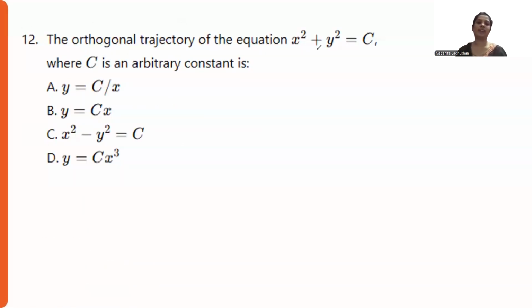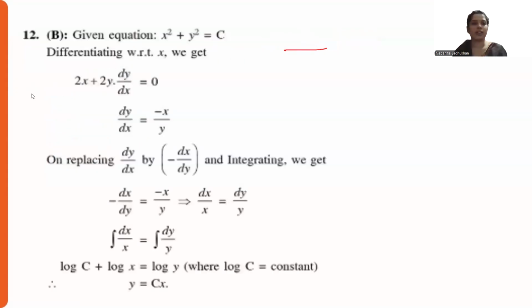Okay. Now here they have given you the curve, and they are asking you to find the orthogonal trajectory, right? Okay, let's see how we can do it. Now the given equation is of the form x square plus y square equal to constant. If we differentiate it with respect to x, we get 2x plus 2y dy by dx equal to 0. So dy by dx is equal to minus x by y. Now, since we are finding the orthogonal trajectory, we are going to replace dy by dx with minus dx by dy.